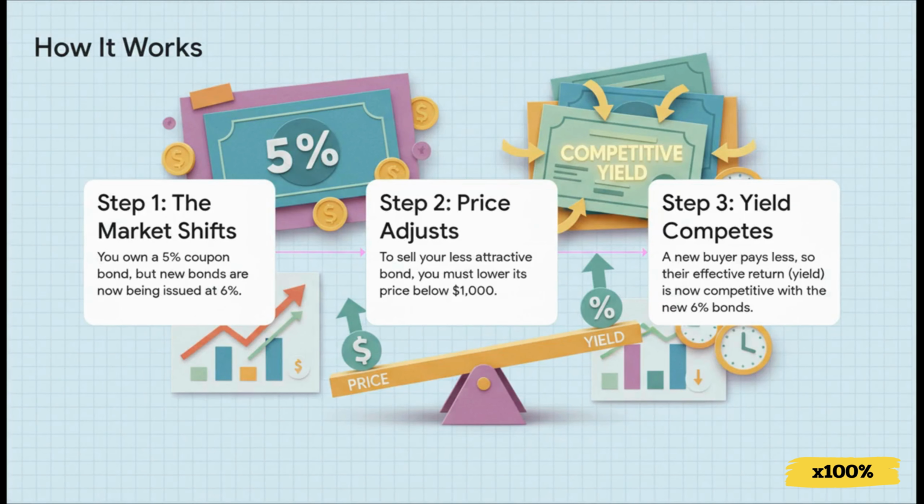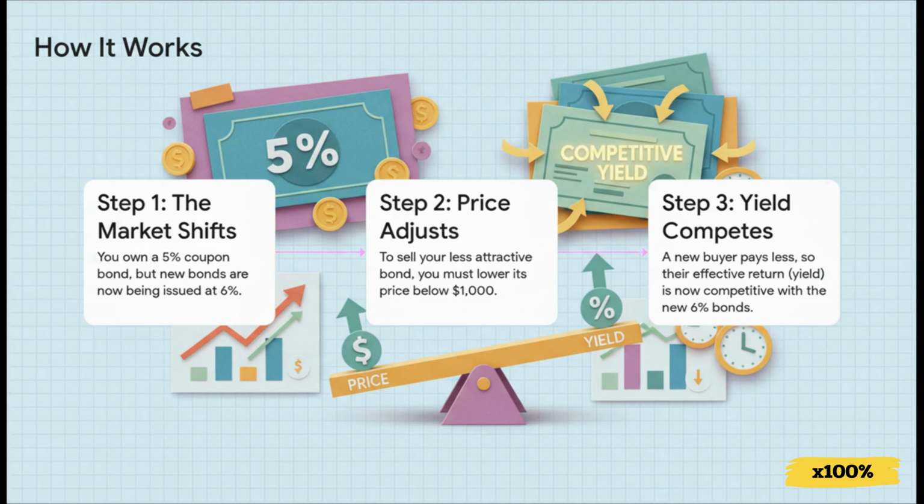Okay, let's put some real numbers on this to make it crystal clear. Let's say you own a standard $1,000 bond and it pays a 5% coupon. That's $50 a year. Simple. But interest rates in the market just went up. Now brand new bonds are being sold that pay a 6% coupon, which is $60 a year. So think about it. Why would anyone pay you the full grand for your bond that only pays $50 when they could just go buy a new one that pays $60, right? They wouldn't. So to sell your bond, you've got to cut the price. Let's say you drop it to $950.